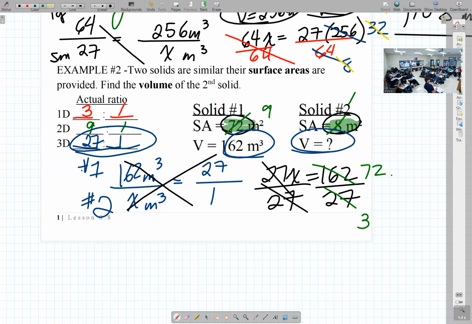Gabby, what'd you get for that? Gabby, you got it? What is it? Yeah, so it's going to be basically 24 meters cubed. Ta-da, you're done. 24 meters cubed.